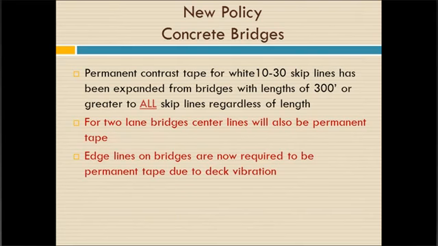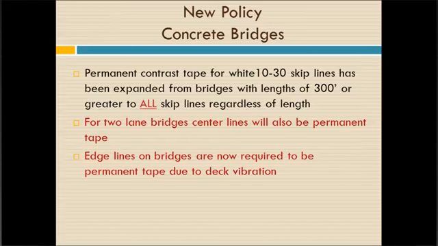Okay, I mentioned the policies changed for what materials we put on concrete bridges. The PPM used to state that we would use permanent contrast tape, white 1030 skip, on all concrete pavements and on bridges with lengths greater than 300 feet. Now, that was the mandatory part. You could put it on bridges less than that if you wanted to. Now, we've modified that statement. From now on, the white 1030 skip will go on the lane lines, skip lines, for all bridges, irrespective of the length.